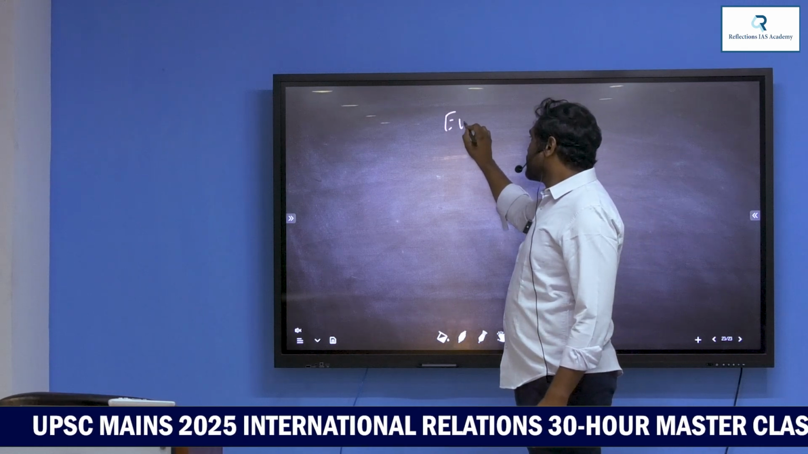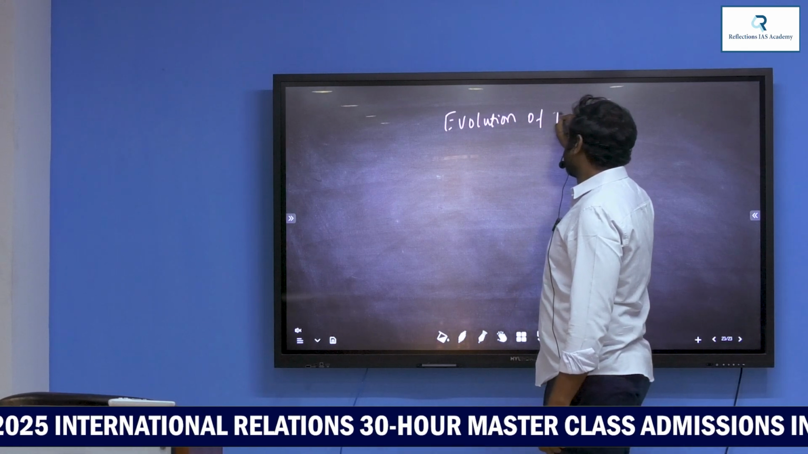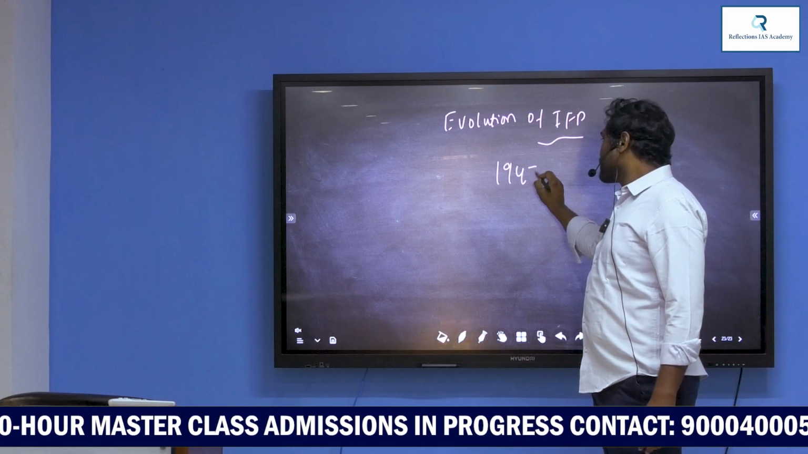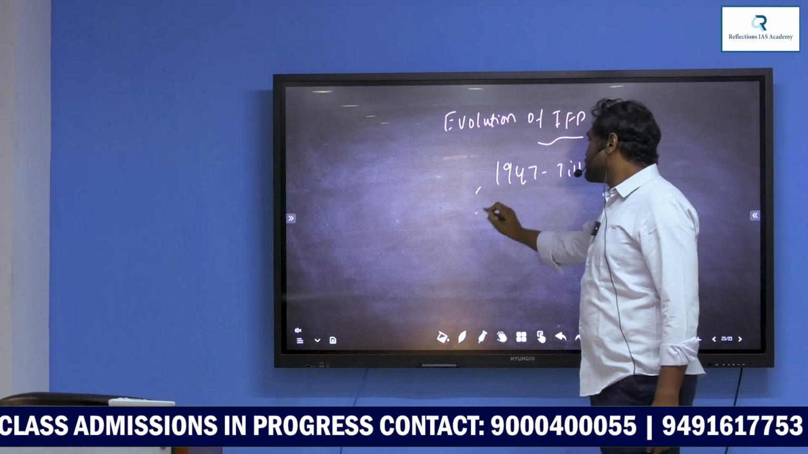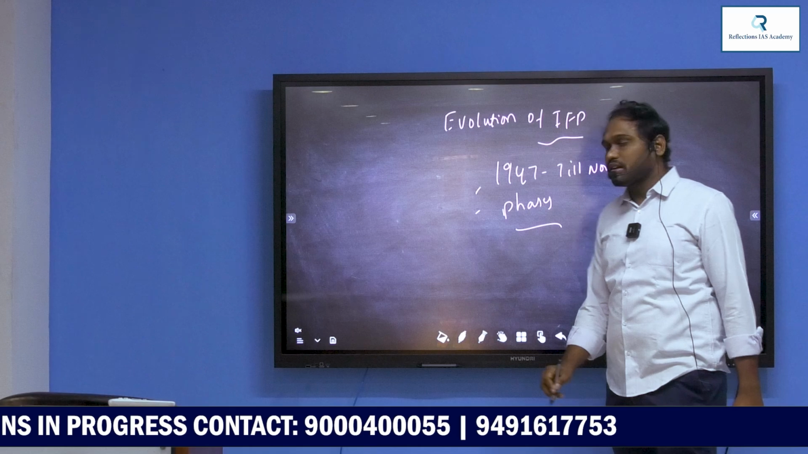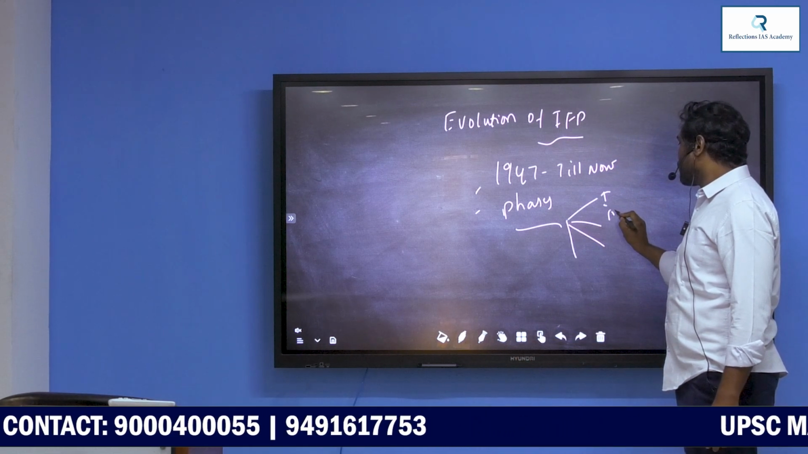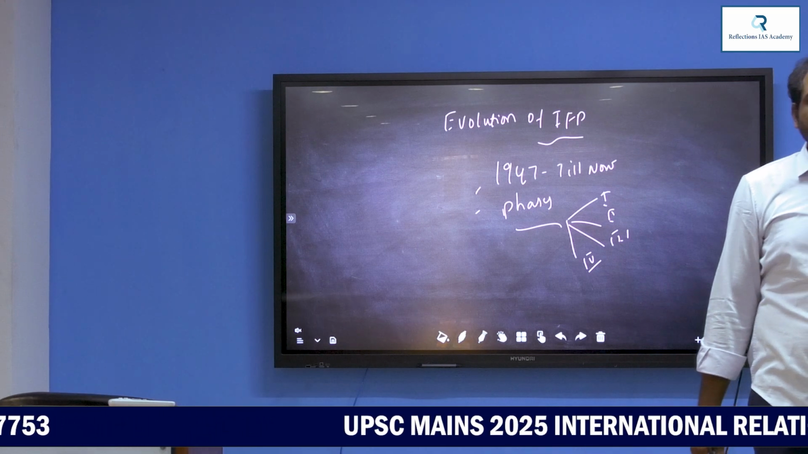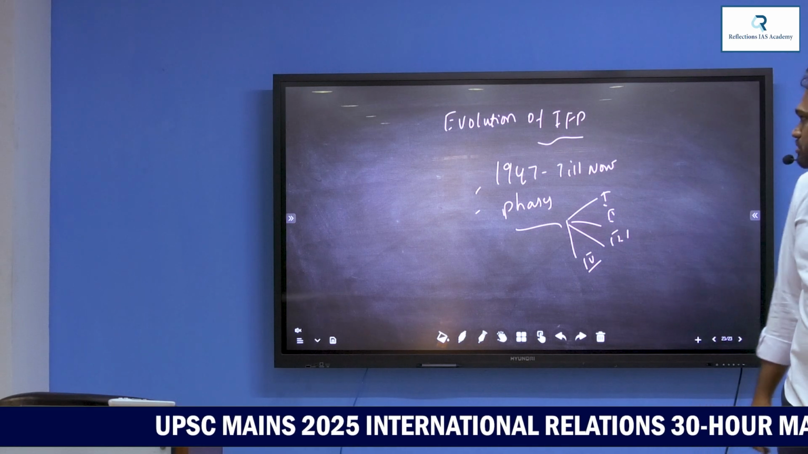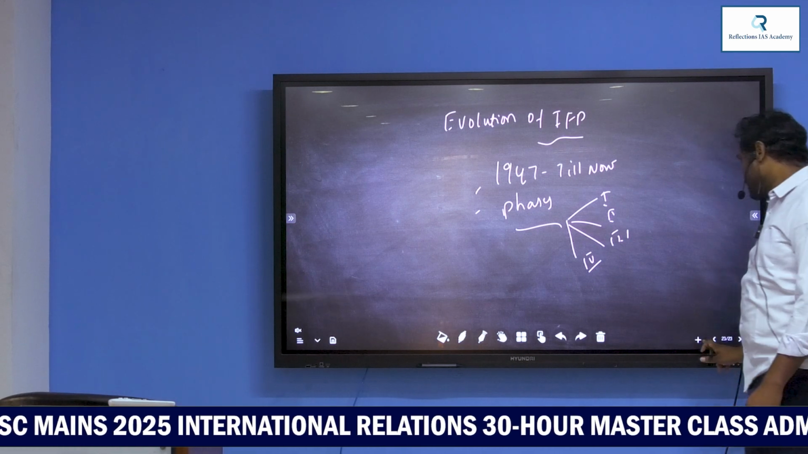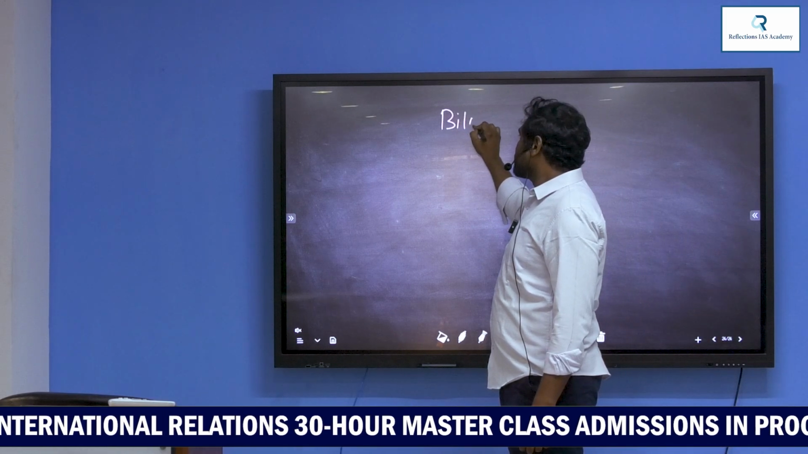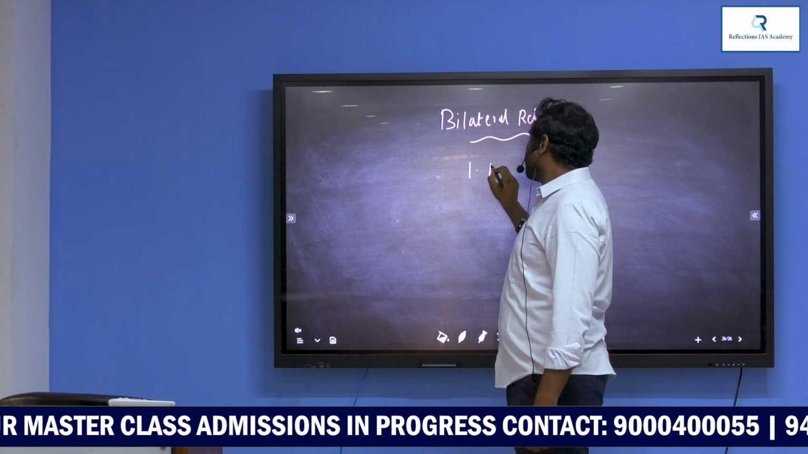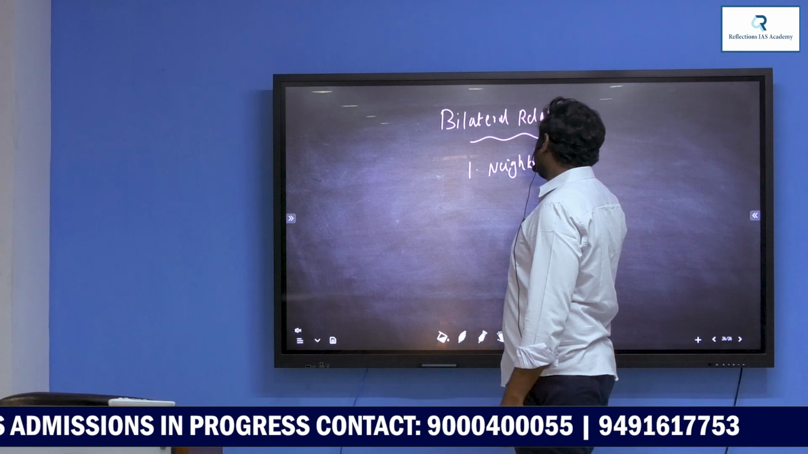After that, we will be discussing the evolution of Indian foreign policy. How it has evolved since independence, that is 1947 till now, in different phases. Phase 1, phase 2, like that. We have different phases in the evolution of Indian foreign policy. We will be discussing how it has evolved over a period of time under the influence of different determinants of foreign policy. That is called the evolution of foreign policy. After completing evolution, we will start discussing bilateral relations. In bilateral relations, initially we will be starting with the neighborhood.